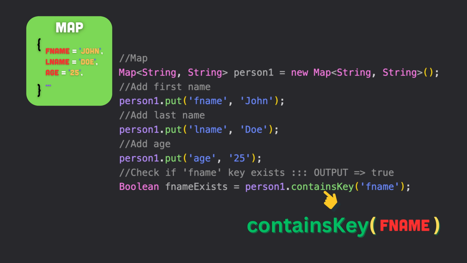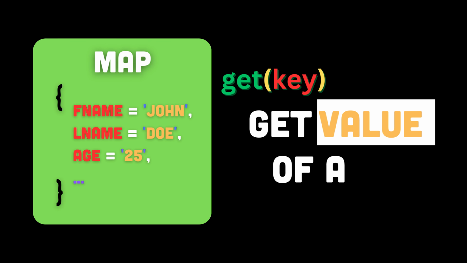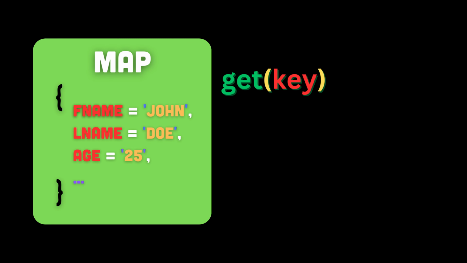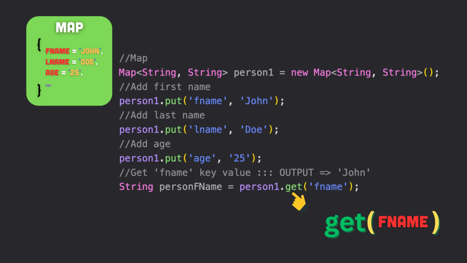Once we figure out we have the key in our map, we can use the get method to get the value of the key by passing the key as the parameter. In this instance, for fname, we would receive John as the output. Here's the same code but with the get method implemented. Notice that the output data type of the get method depends on the map collection's value data type.